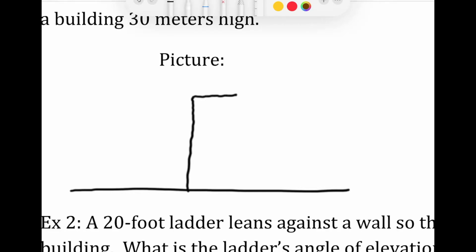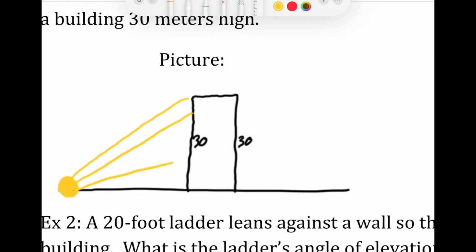From the ground, I have a building that is, I think, 30 meters high. So either side is going to be 30 meters. The sun is going to be on one side. You can create a little circle, and it's going to cast its rays against this building. And then the shadow of the building is going to go to the other side.